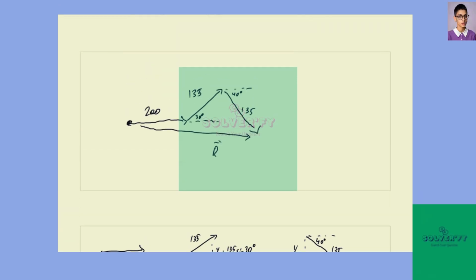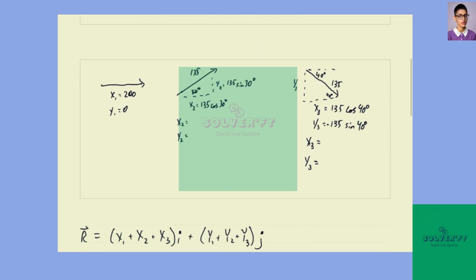This problem deals with adding vectors together to find a resultant displacement vector. First, we can separate the three vectors into their x and y components. For the first vector, its x component is 200 and its y component is 0.